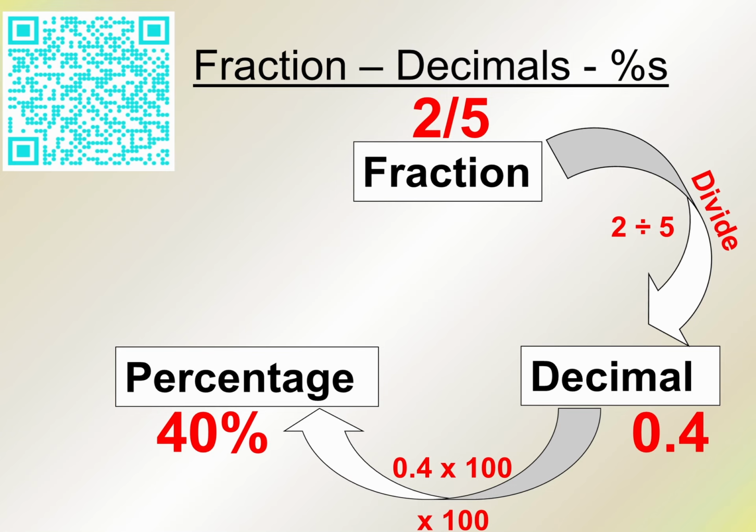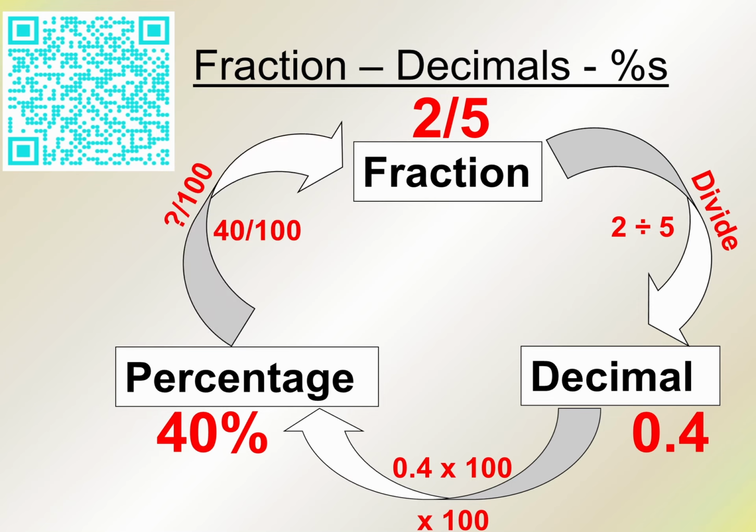To get from percentage to fractions, we make it out of 100 because everything's out of 100%. So 40 out of 100, and then simplify, which takes us back to 2/5.